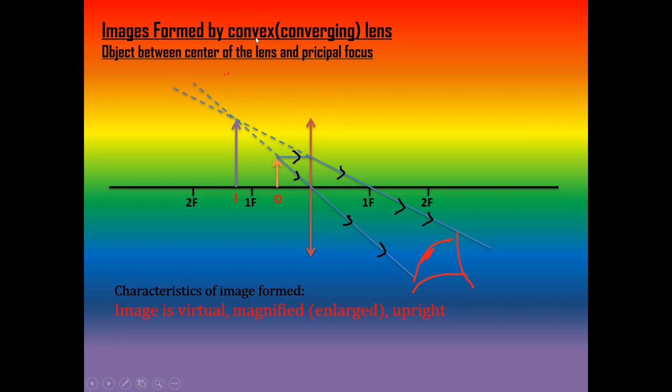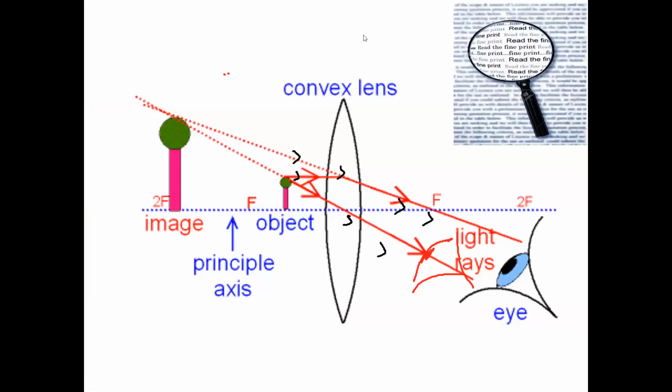It's just our imagination which creates an image. It is enlarged and it is upright. And this type of image is formed in a magnifying glass. For example, to read a very small text, we can use this magnifying glass.